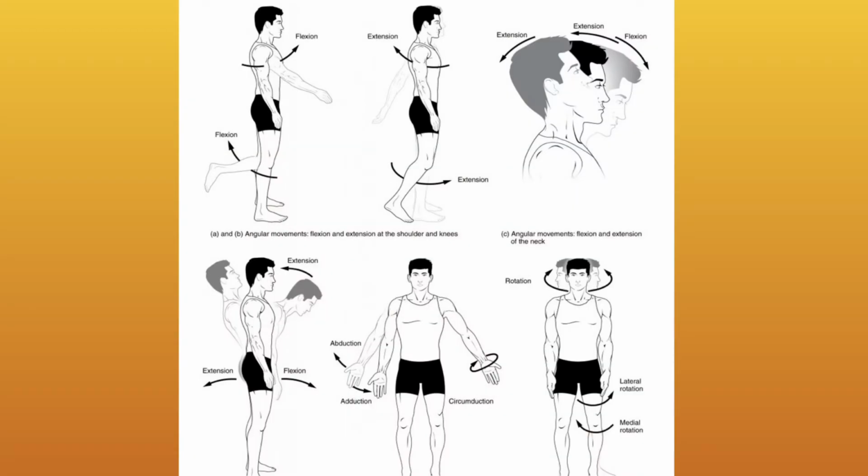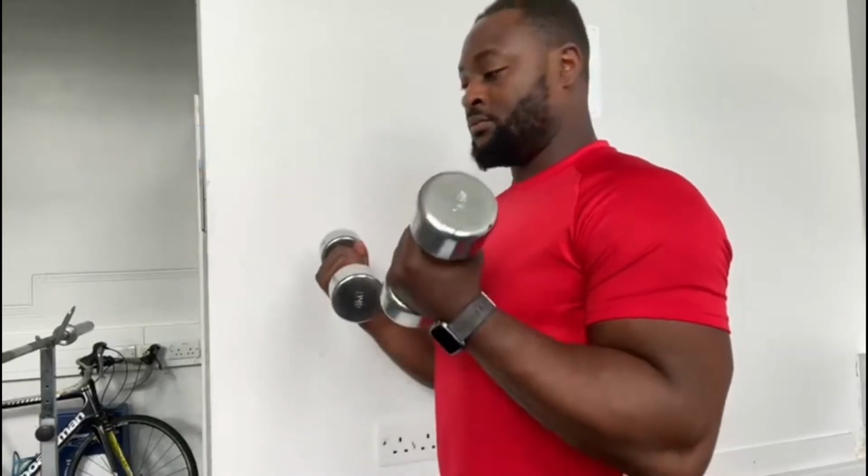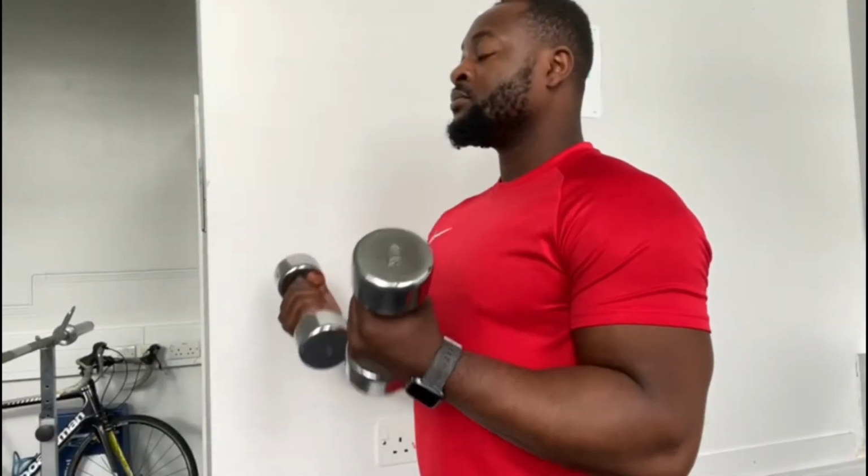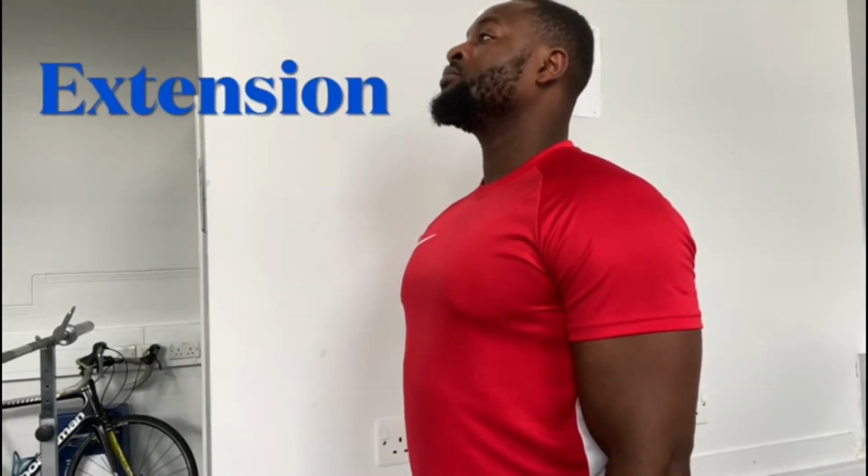And now let's look at movements at the joints. First, let's look at flexion. Flexion is a term given when the angle at the joint decreases. And extension is the term given when the angle at the joint increases.